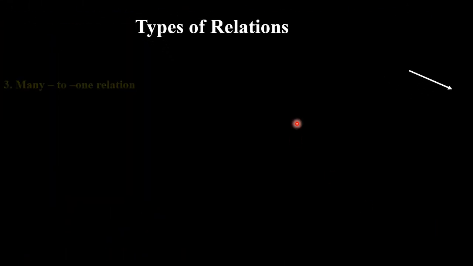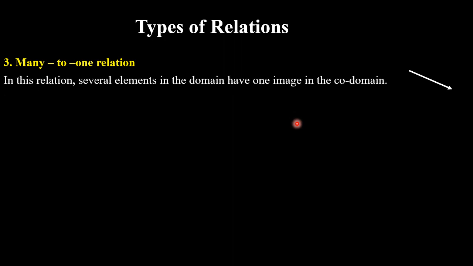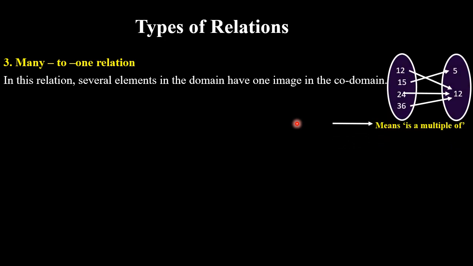Let's consider our next type of relation, the many-to-one relation. In this relation, several elements in the domain have one image in the codomain. So in that expression here, we see that the elements in the domain match to one element in the codomain. The same applies to the rest of the elements. And this means that the elements in the domain are multiples of the elements in the codomain.